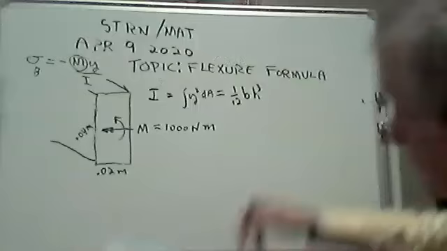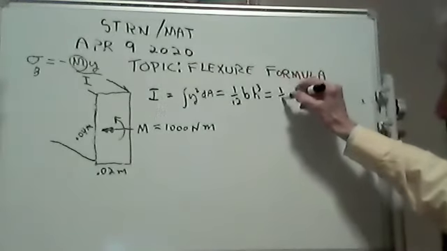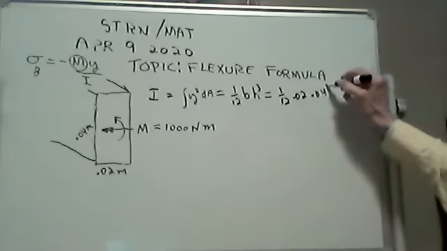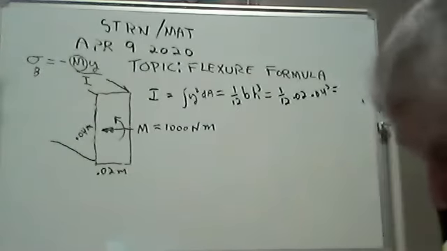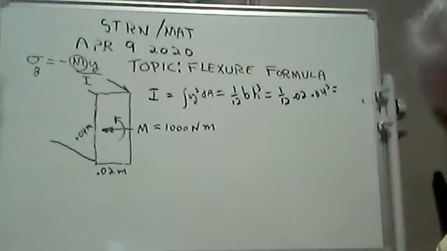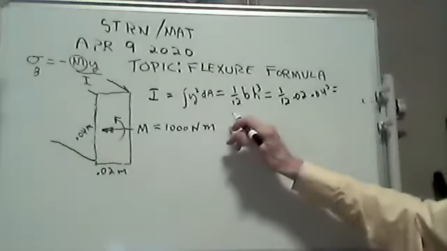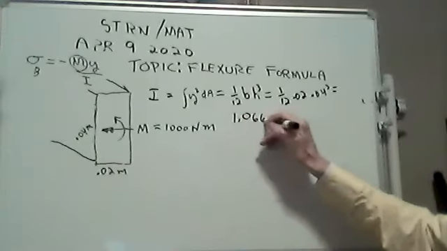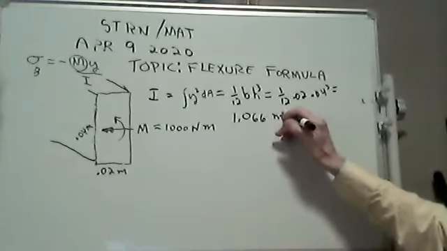Well, let me write that down. We'll figure out what it is. It would be 1/12 times 0.02 times 0.04 cubed. And we'll get the moment of inertia. Here goes. And you guys work along with me here. Make sure I don't goof this up. 1/12 times 0.02 times 0.04 cubed. Did you get 1.0, a whole bunch of sixes, meters to the fourth?